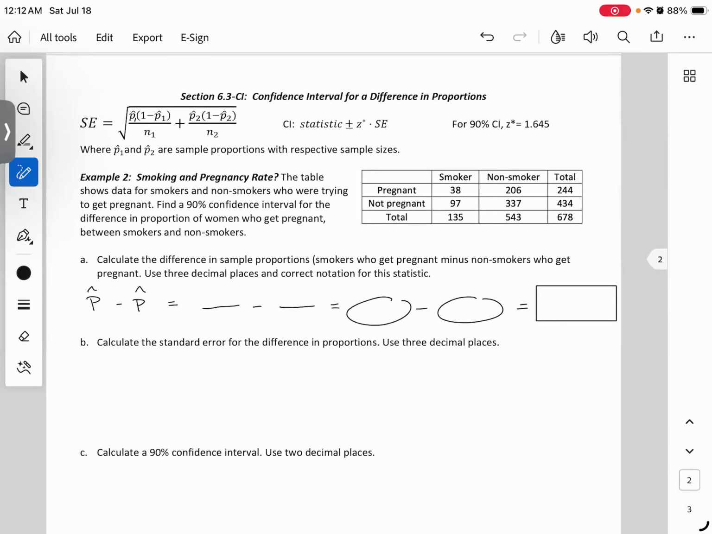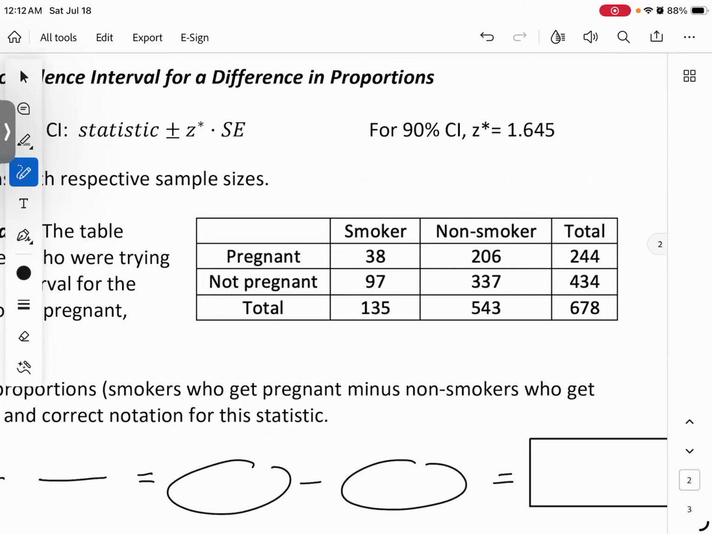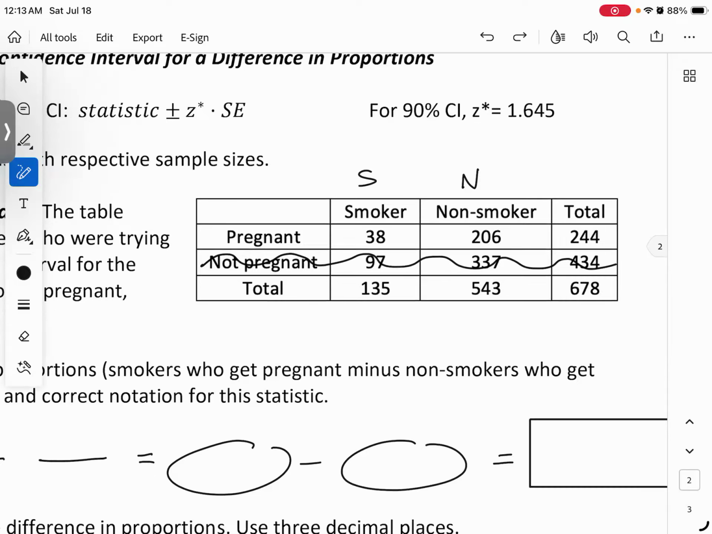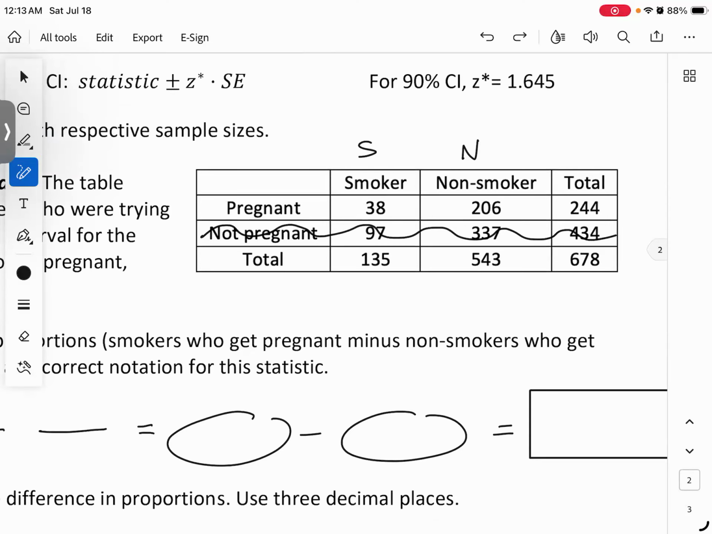Okay, so here's what happened. Notice that they were focusing on two main groups: smokers versus non-smokers. And then they were also focusing on who got pregnant. So we don't even need this. And look, lo and behold, there are the fractions we need. They're focusing on how many got pregnant: for smokers, 38 out of 135, and 206 out of 543 from the non-smokers.